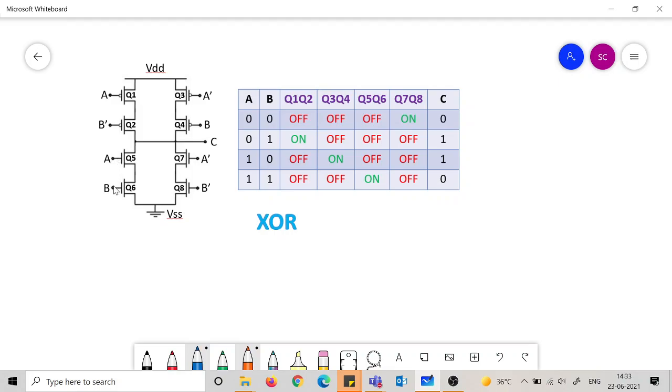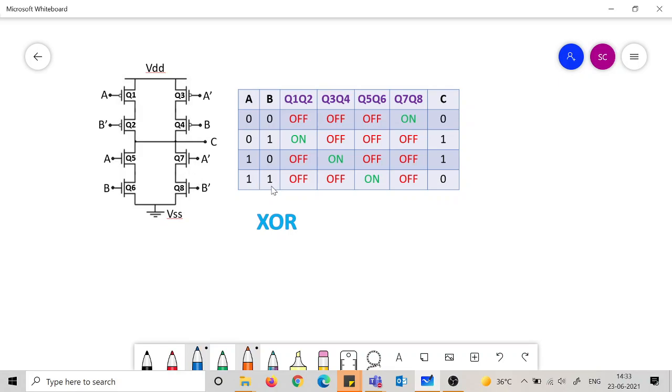When this is 0, this is 1, this is off. So VDD comes to C, the ground cannot come up to C. When it is 1 0, when A is 1 and B is 0, then this channel gets on and VDD comes to C. And as earlier, you will find that both these two channels are off.